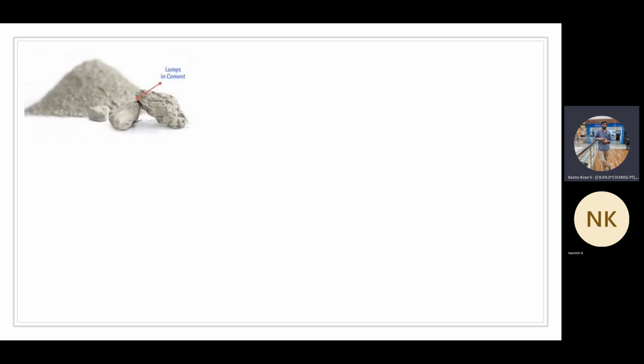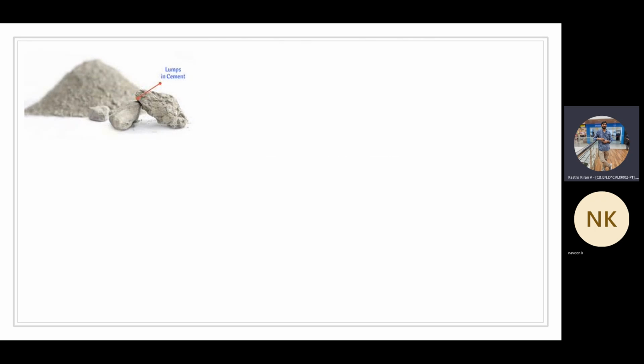Now let's look at the procedure. The first thing that you have to verify is, whenever you are taking a sample of cement to find out the sieve analysis or the fineness of the cement, make sure that the cement should not consist of any kind of lumps. That's the first thing you have to verify. If the sample of cement consists of lumps, those lumps you have to throw away. Only the cement particles you have to take, not the lumps.